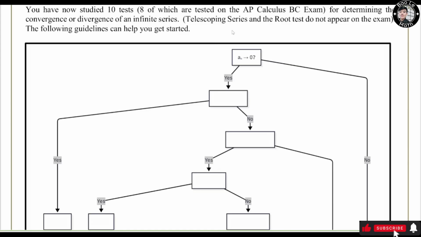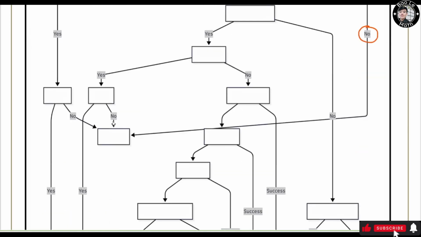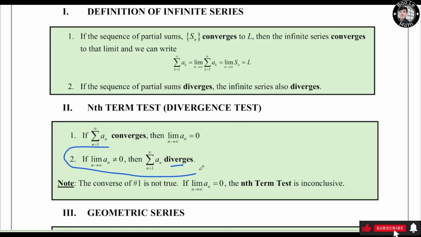Now suppose you're given the infinite series a sub n. What you need to do is find the limit of a sub n when n approaches infinity. You have two possible cases. You check to see if this limit equals 0 or not. If the limit of this series does not equal 0, then the series diverges by the n-term test or divergence test.